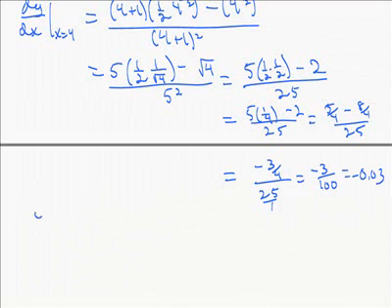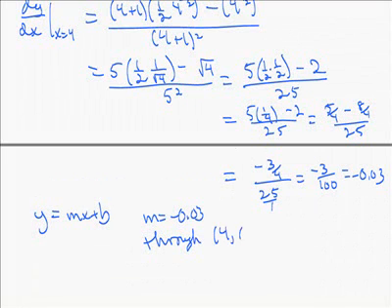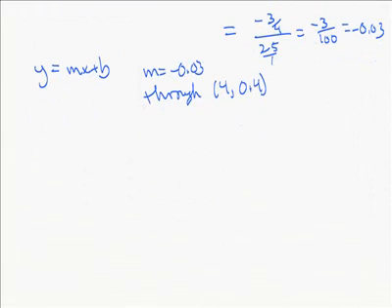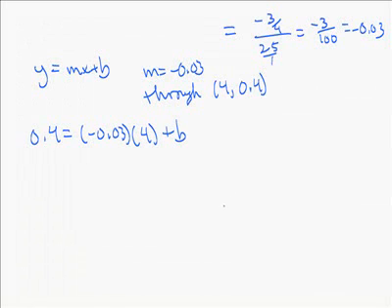Alright, so we can go ahead and use y equals mx plus b form to find the equation of the line. We want a line with a slope of negative 0.03 that goes through the point, remember, was 4, 0.4. So if we plug in 0.4 for y, 4 for x, and negative 0.03 for m, we should be able to find b. So we'll have 0.4 equals negative 0.03 times x, which is 4, plus b. Solve this for b, and we have our equation.